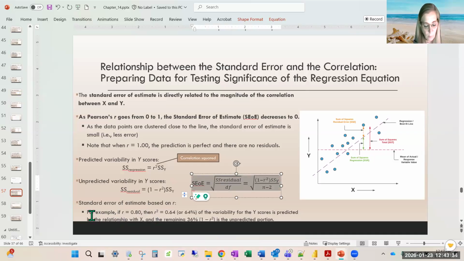Standard error of estimate is based on R. For example, if R equals 0.8, then R squared is 0.64, which when we turn that into a percentage, we see that 64% of the variability for the Y scores is predicted by the relationship with X, and the remaining 36% is the unpredicted portion. And you can see visually how all of the relationships exist here, right?